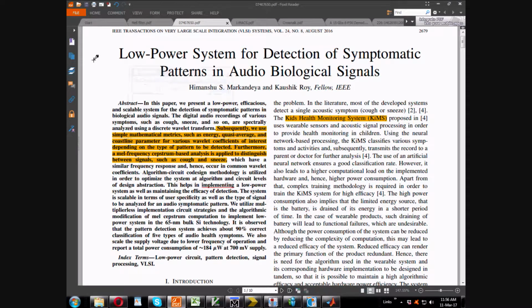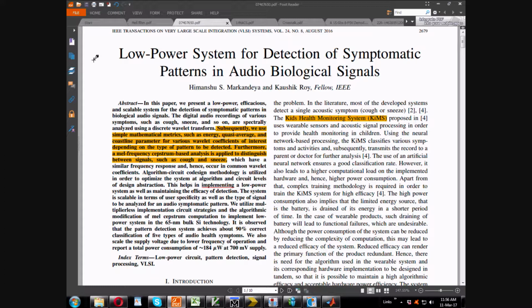Hi, here we are discussing a low power system for detection of symptomatic patterns in audio biological systems. In this paper, we discuss how to monitor the patient based upon audio biological signals. Once the patient's condition is known, we need to monitor at every second, to identify symptoms of cough, sneeze, vomiting, this kind of thing.